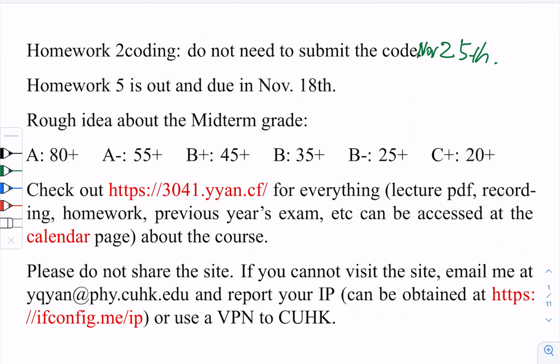And right now, let me give you a rough idea about the midterm grade. I hope every one of you has already checked your score for the midterm. And if you haven't, please check to see if there are any errors. I don't believe there are many errors, and if there are indeed errors, please submit a regrade request.